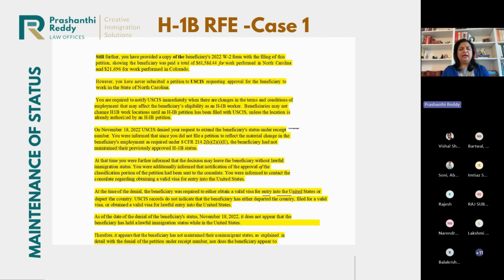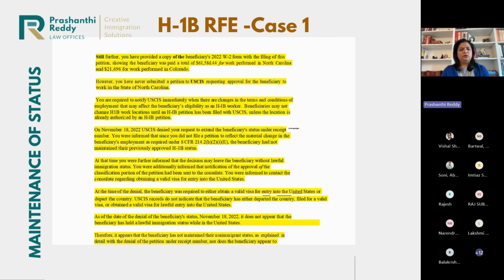So they say that they denied the petition in 2022. They denied your request to extend the beneficiary status. You were informed that since you did not file a petition to reflect a change in beneficiary's employment, the beneficiary has not maintained their previously approved H1 status. And it says that at this time you are further informed that the decision may leave the beneficiary without any lawful status, etc., etc.